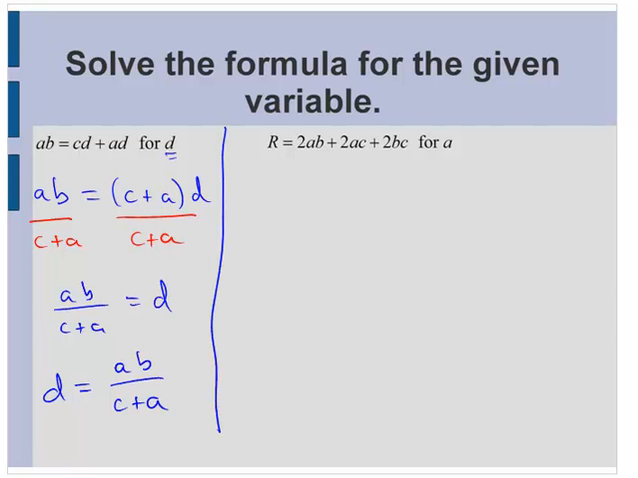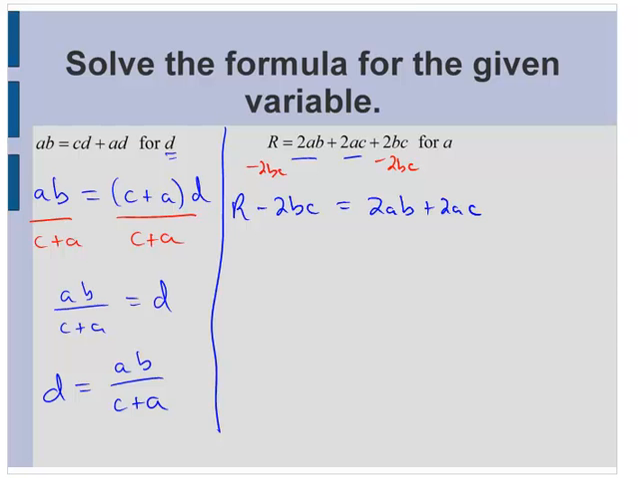Why don't you try the other one on your own? All right, as with the previous exercise, there's more than one term that has the a in this formula. We have r equals 2ab plus 2ac plus 2bc. I see that there are two terms that contain the a. The other term does not, so let me move it to the other side of the equation by subtracting it. So I have r minus 2bc is equal to 2ab plus 2ac.